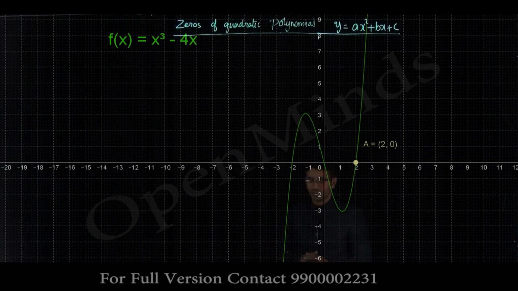Well, that's again a very interesting topic, guys. We're talking about the cubic equation, and we'll see what happens in the cubic equation. Look at the graph here. I can see we have x cubed minus 4x as the graph.